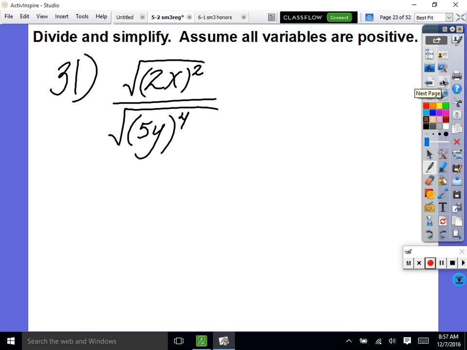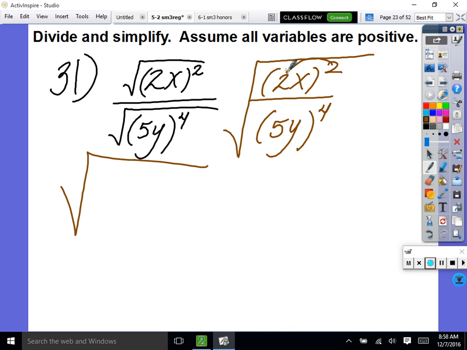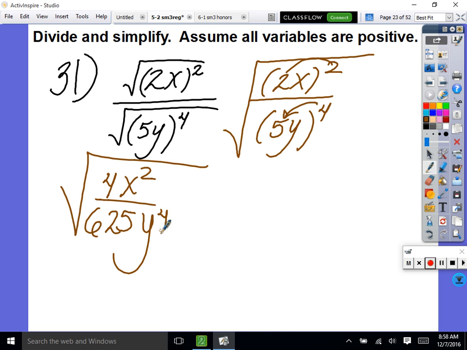Okay, let's do 31. Once again, they're both square roots, so let's put them underneath the same square root and simplify, and then look at our answer. So we would write this as the square root of both 2 and x squared divided by 5 and y to the 4th. Now we would have to be careful because isn't 2 to the 2nd power as well? So this is really the square root of 2 to the 2nd power is 4x squared, and then on bottom we have 5 to the 4th power. Go, try this. So we have 4 over 625, and then we have a y to the 4th. Is everybody good up to here?